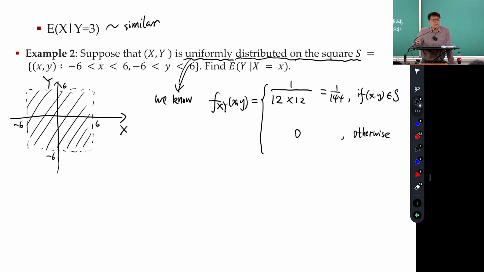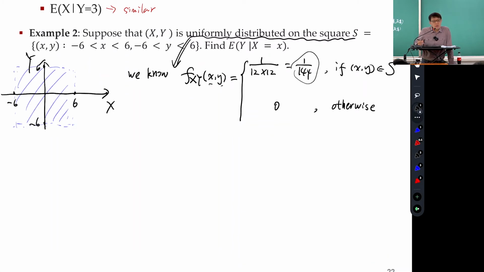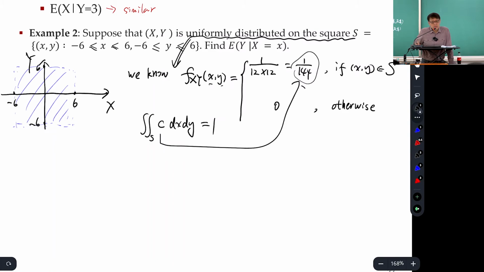Can you understand this part? It only occurs in this square, but why do we have this? In the continuous case, whether a single number like 6 is included doesn't matter. Because it's uniform, it's a constant within the square. If you integrate this constant c over the square, dx dy, it has to be 1. So this constant becomes 1 over 144. That's how I got this, because a uniform distribution means it's the same number.